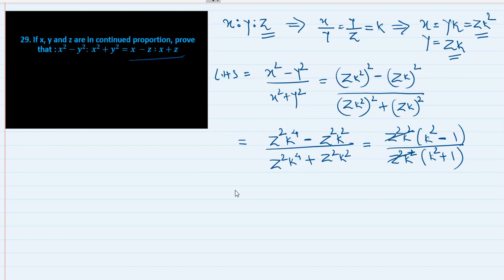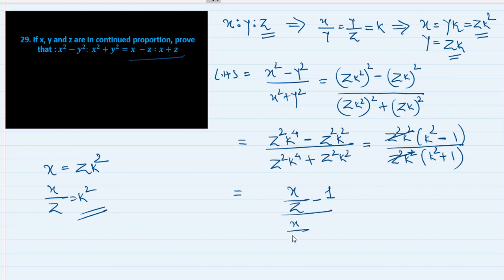Okay, we can do one thing. In the place of k square, we can substitute something. See, that's one option. We know that x is equal to zk square. So can I say that x by z is equal to k square? Right? So in the place of k square, I'll put x by z. X by z minus 1 upon x by z plus 1.